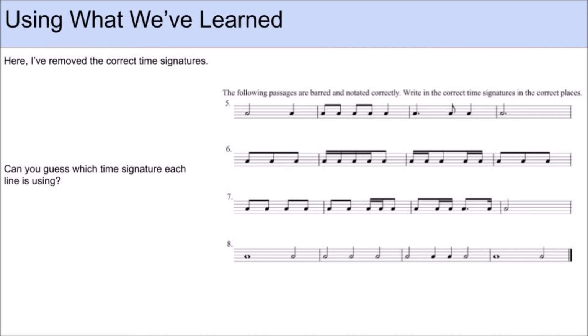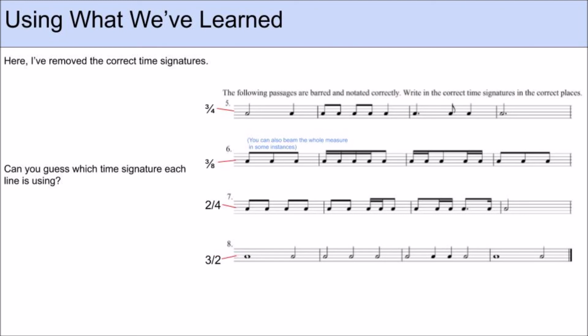This time, I've removed the time signatures. The beaming is correct and the bar lines are correct. But can you guess which time signature each line is using? Again, this example was taken from a previous assignment. Here we can see the first example, numbered 5, is in 3/4. Number 6 is in 3/8. Number 7 is in 2/4, and 8 is in 3/2.